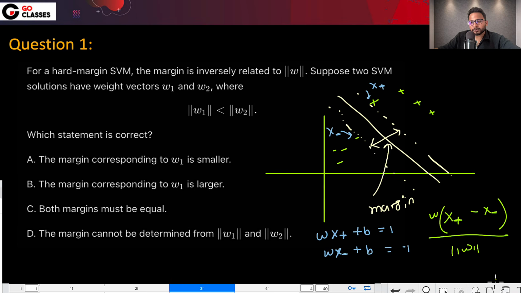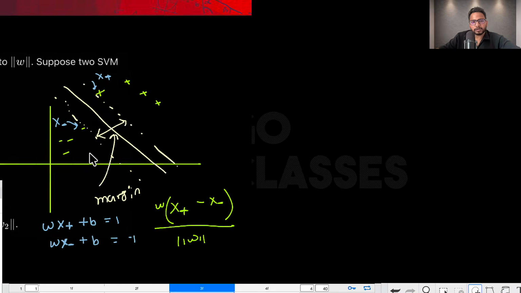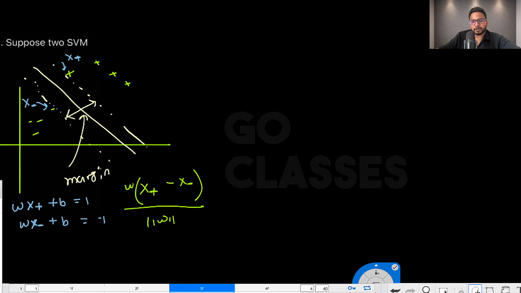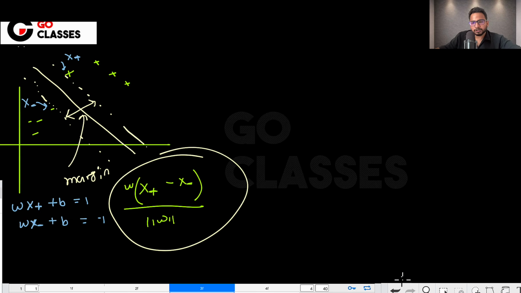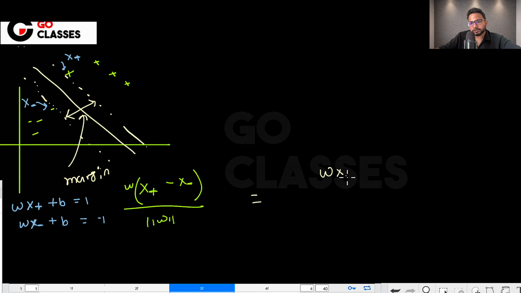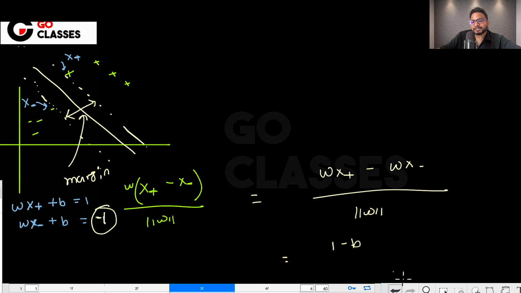Now let me go to the next page and quickly tell you how we calculate the margin. To calculate the margin, you just need to solve this, because this thing is the margin. So basically this is coming out to be wx plus minus wx minus divided by mod w. Now wx plus is basically 1 minus b, and wx minus is instead of 1 minus b, it is minus 1 minus b, divided by mod w.